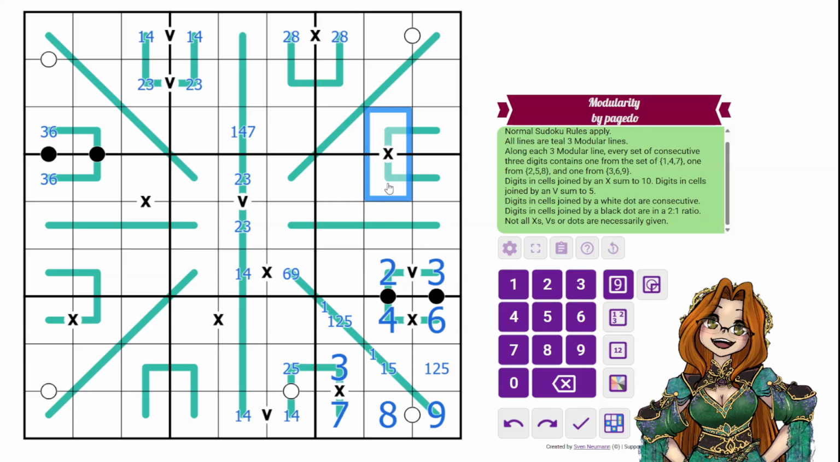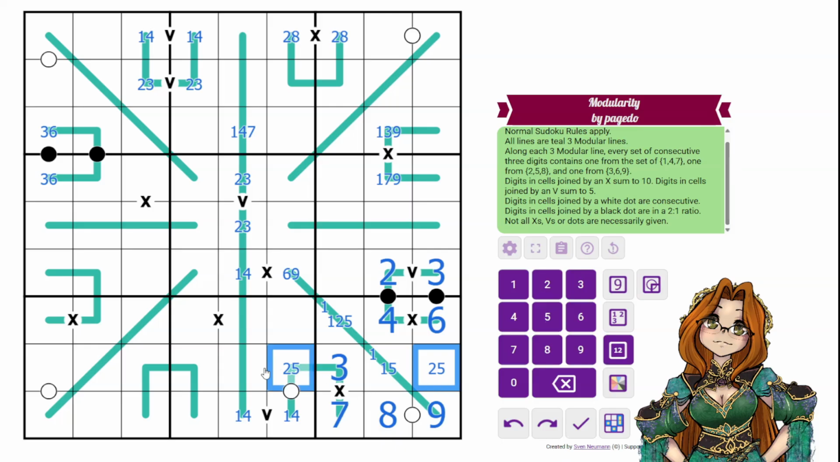This 10 here has to be in different mod groups from each other. It's not 2, 8, and it's not 4, 6. So this is either 3, 7, or 1, 9. So 1, 3, 7, 9. This one cannot be 3. Which means this top one cannot be 7. We already said this cannot be 1. Which gives us a 2, 5 pair. Which makes this the 1.